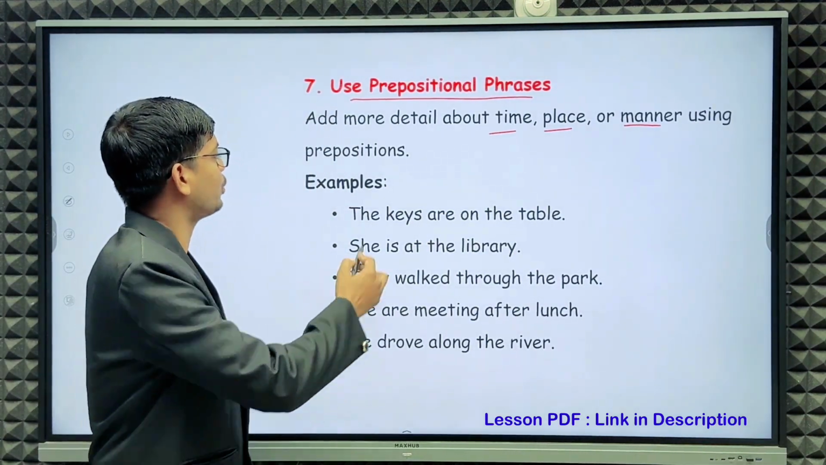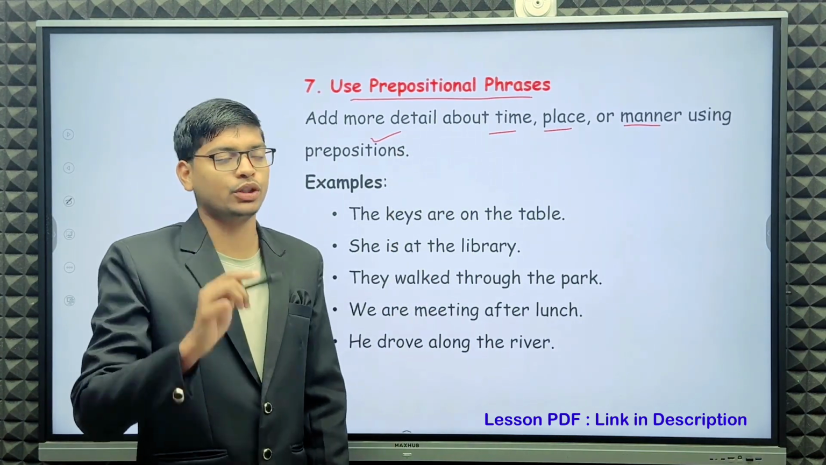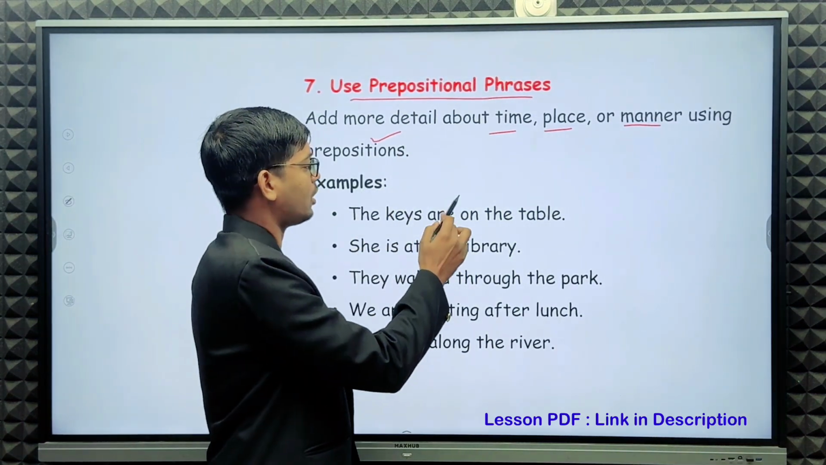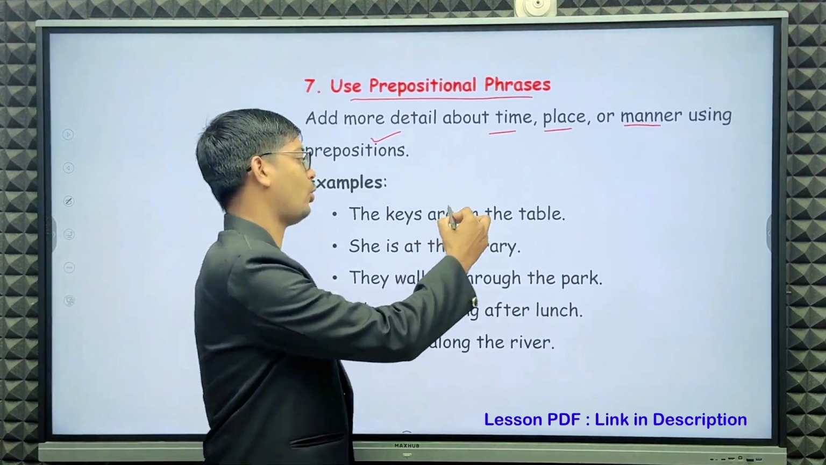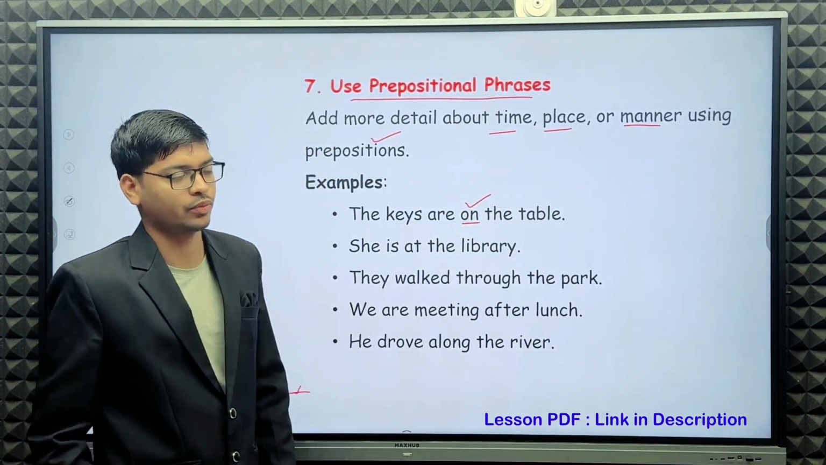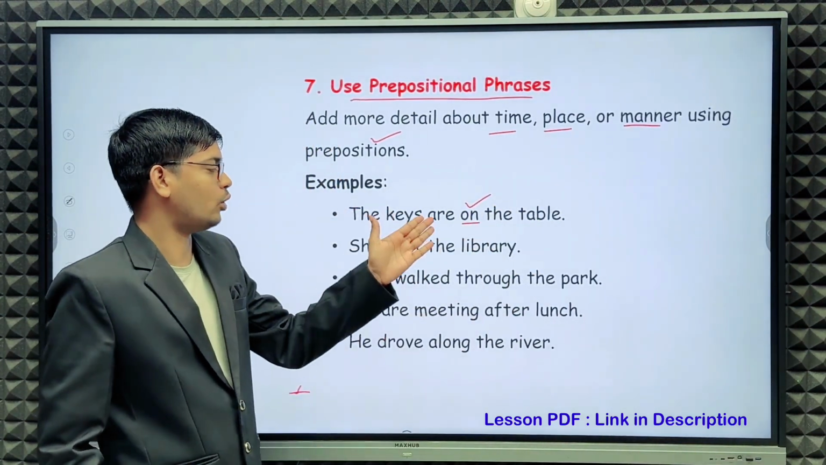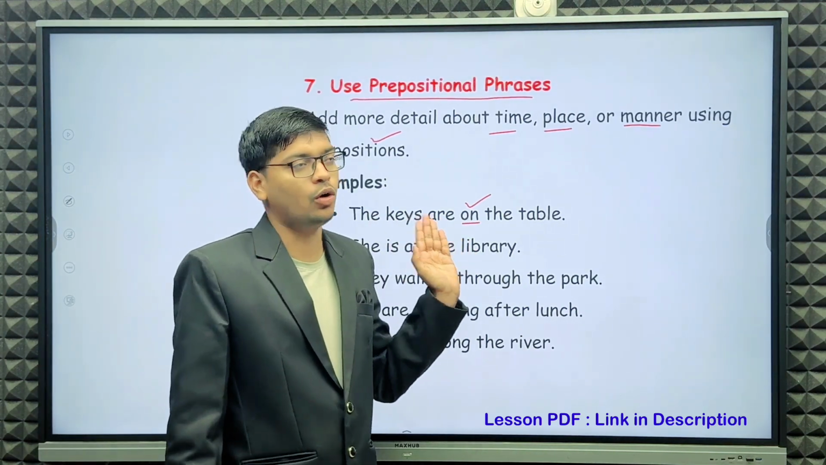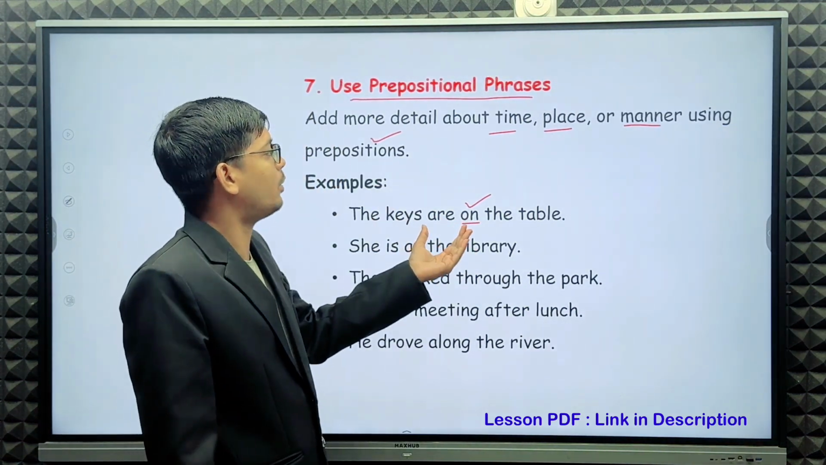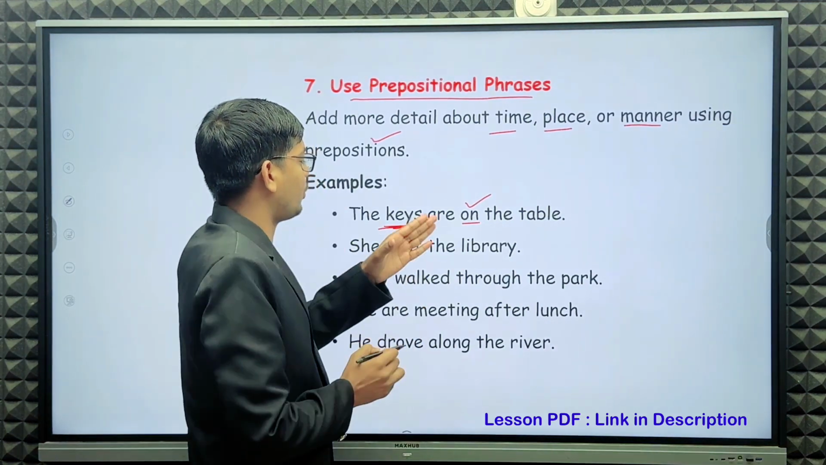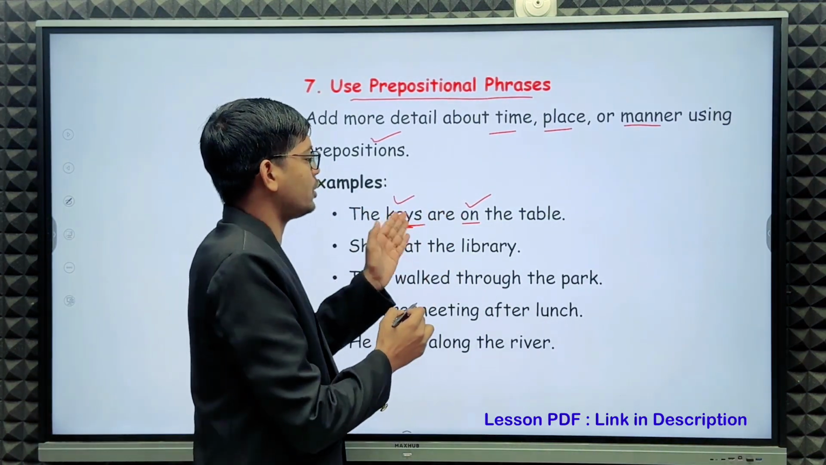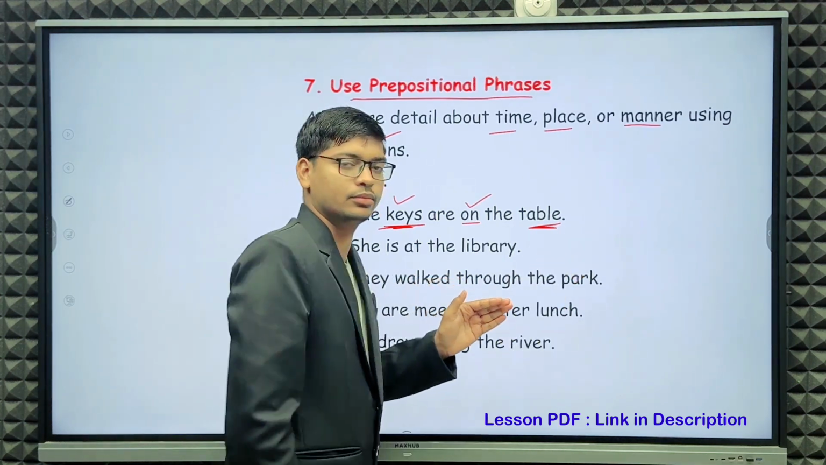Okay, using prepositions here. The keys are on the table. Here, on is a preposition, and on gives more information about the keys, because the keys are on the table.